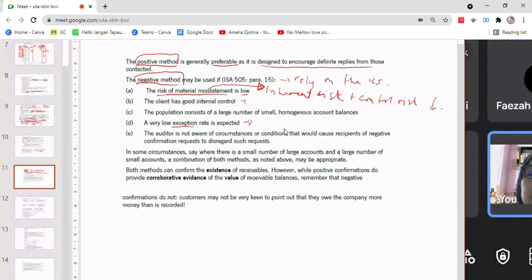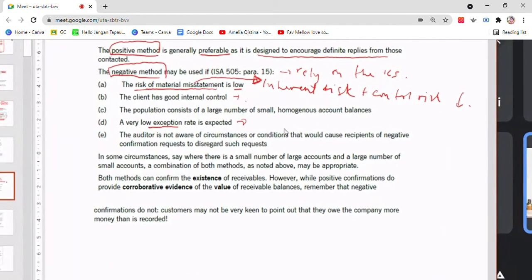Exception is like a disagreement between the auditor, the client and the accounts receivable account. Okay, the auditor is not aware of circumstances or conditions that would cause recipients of a negative confirmation request to disregard such a request. So that's why you send a negative method. Okay, a combination of both methods can also be appropriate if there is a small number of large accounts and a large number of small accounts receivable.